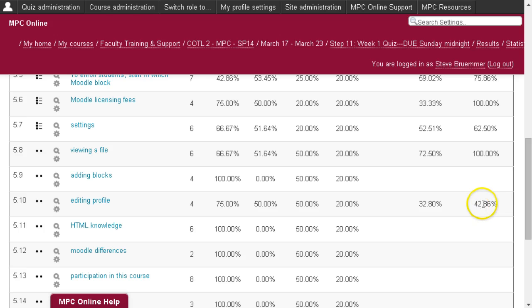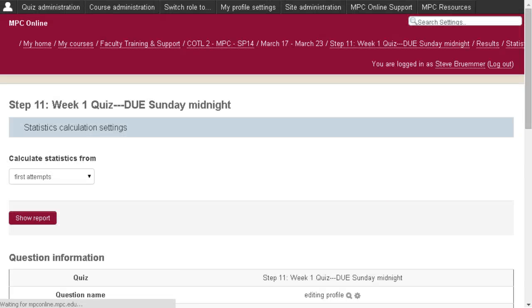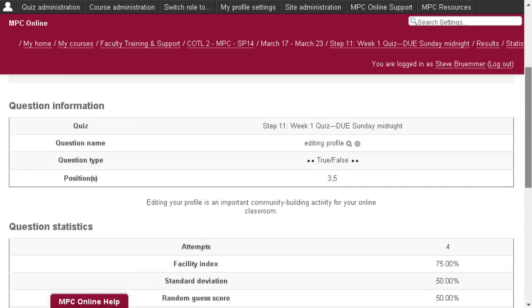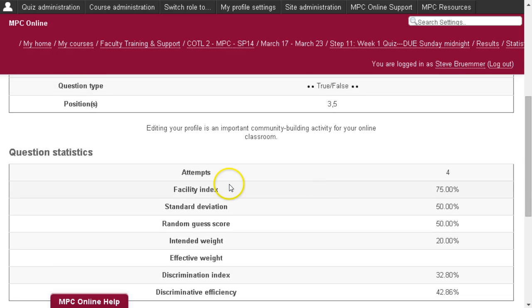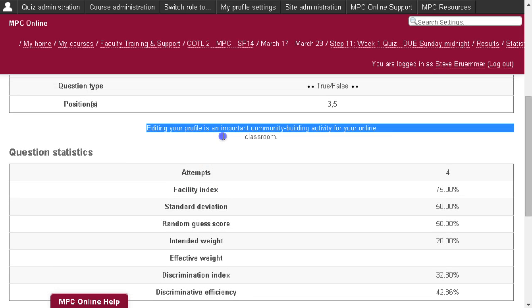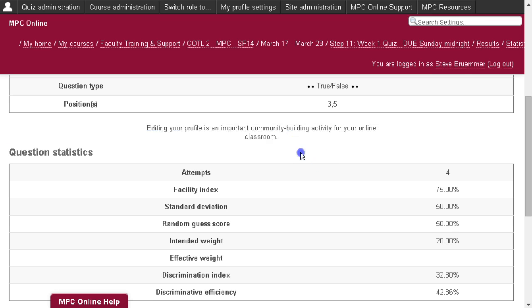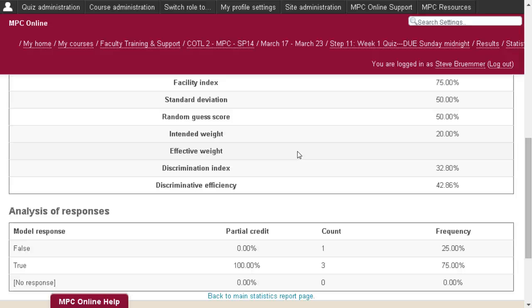But here's one. It's under 50, and that makes me wonder, is there something wrong with this question? I'll right-click it, open it in a new tab. And let's scroll down and see what's going on with this question. Editing your profile is an important community building activity for your online classroom. Well, that's true because it's in editing your profile that you put your photo in, and photos are important in online classes. And in fact, that's true is the right answer, and 3 people picked that. But 1 person picked no, not true.